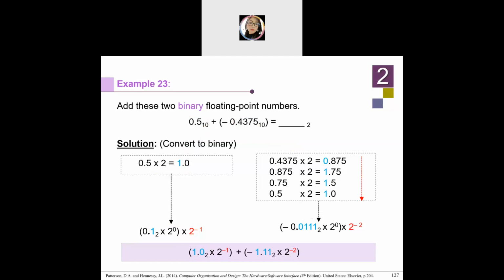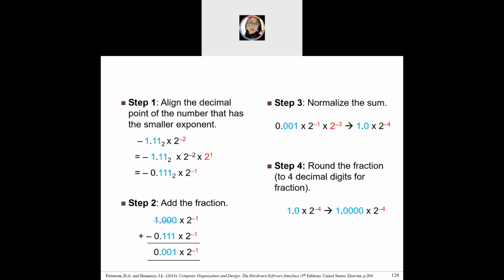After you are done with this, you need to make sure that you make the exponent similar. So if the exponent is not similar, you need to make sure it's similar. You can pick either one. After you get the value here, this is not normalized.